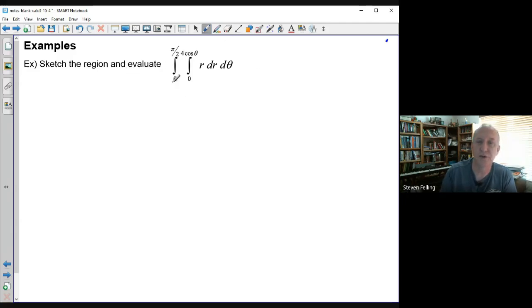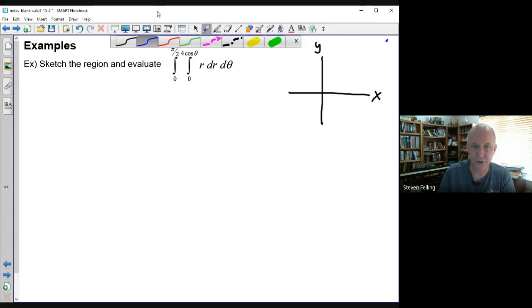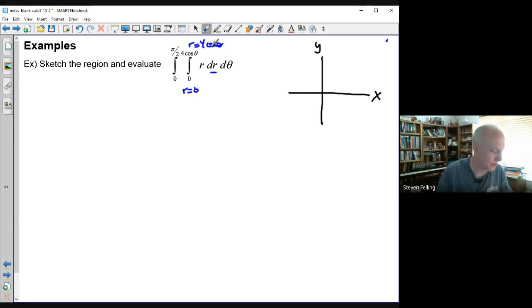So we have this integral. It's already in polar, so I'm just going to go ahead and sketch it in polar. So we have my xy here, right? But I'm talking about particular regions. So let's see. Well, we have r equals 0, and this is r equals 4 cosine theta, right? So I think what I'm going to need to do is maybe make a little table to see what's going on here.